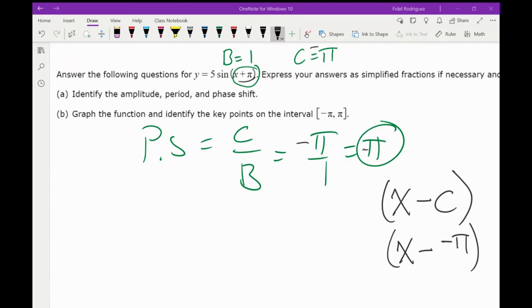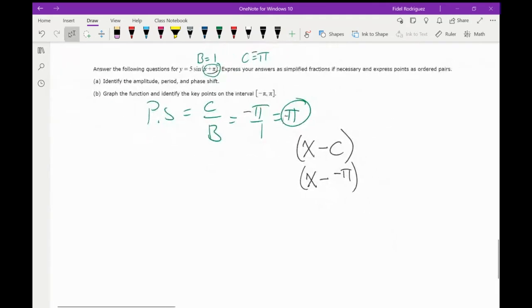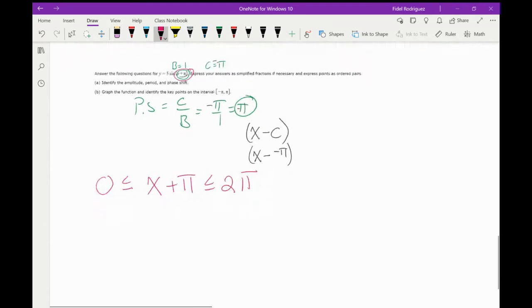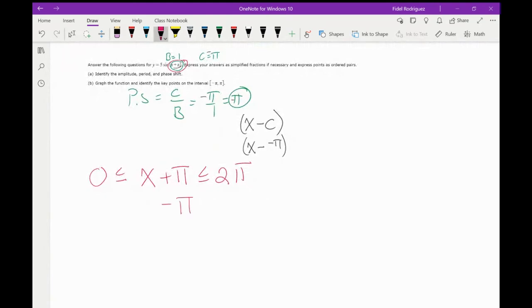That's exactly right. So we're going to go negative pi. We're going to go check. And now let's see if we can start graphing this thing. Remember how we're going to graph it. A little while ago, remember what Thomas said we're going to do? We're going to go 0 is less than or equal to what's on the inside, x plus pi, less than or equal to 2 pi. Then we go minus pi here, minus pi here, and minus pi here. So 0 minus pi, negative pi, is less than or equal to x, less than or equal to pi.